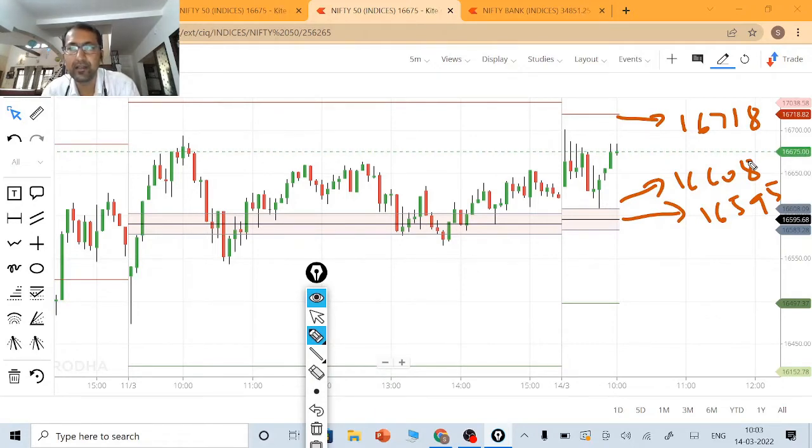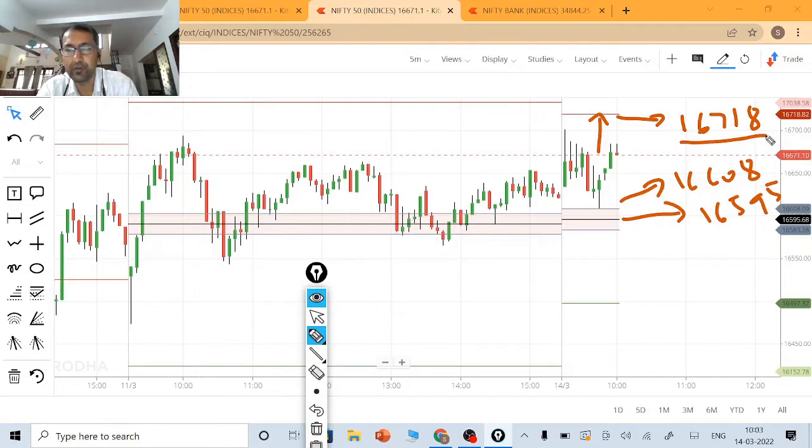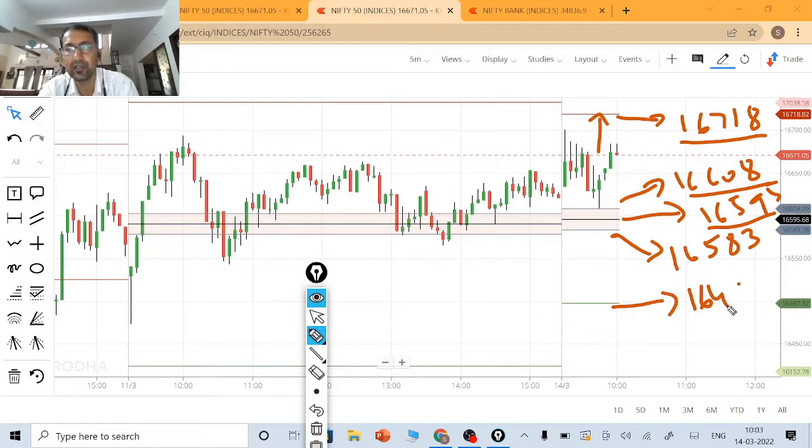You can only buy if Nifty takes out 16,718, then it will become bullish. Now the immediate support for Nifty is 16,608. If it falls below 16,583, even if it is falling below 16,595, you can go bearish. You can sell Nifty for a target of 16,497. That is the immediate support.